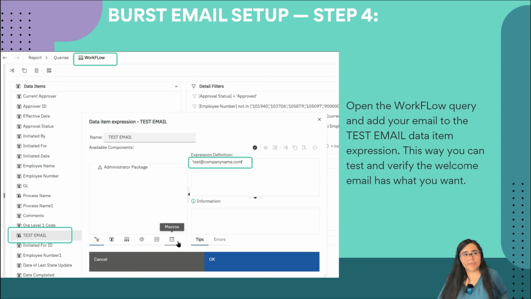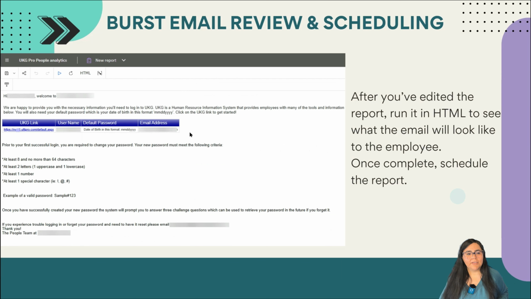Now, for the actual testing of the burst, you'd want to go to the query that's named workflow. And in there, you can modify the expression definition for the data item called test email. In there, you'd want to pop in an email that will actually be a recipient for what you want to test. So if that's you, then you insert your email. And that way you can verify that the welcome email will go out the way that you want it to go out.